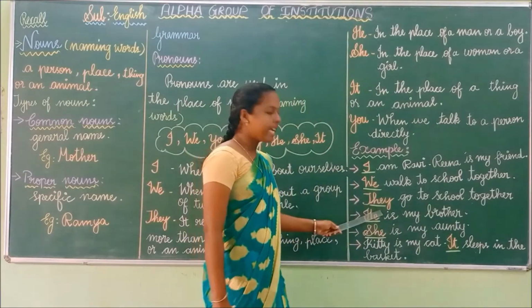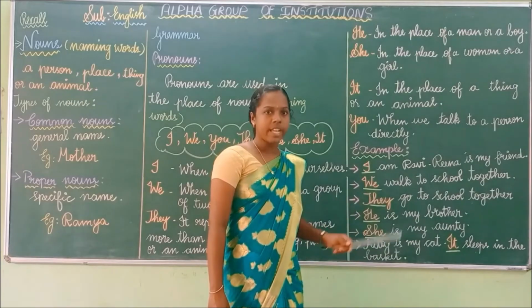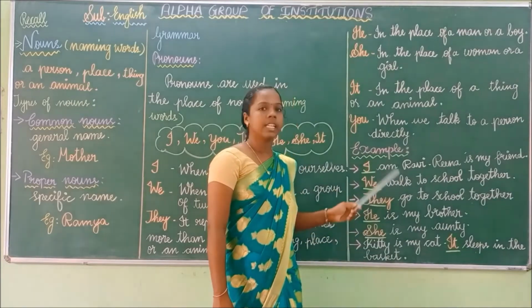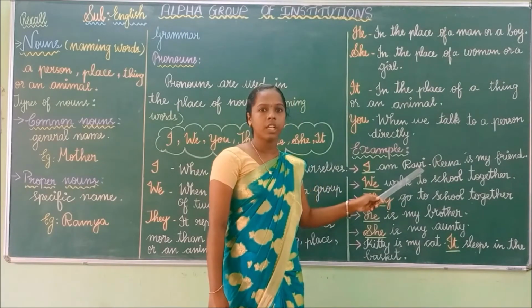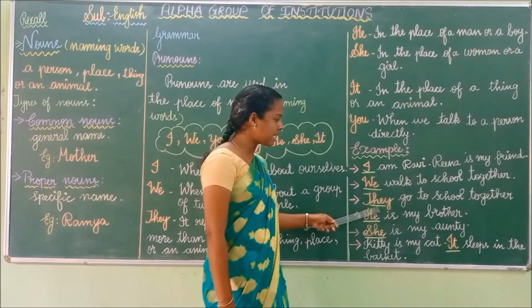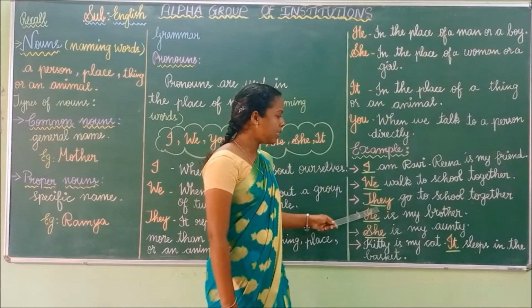Here "they" replaces the word that names more than one person. Ravi and Reena. Here we are talking about two persons. It replaces the naming word of a person. So we have to use "they".